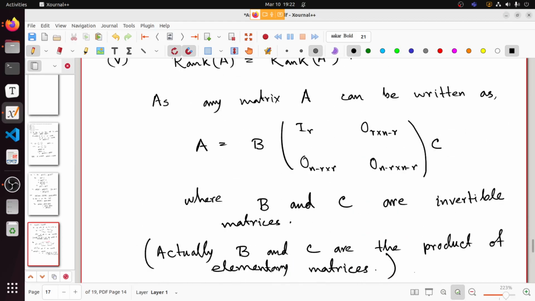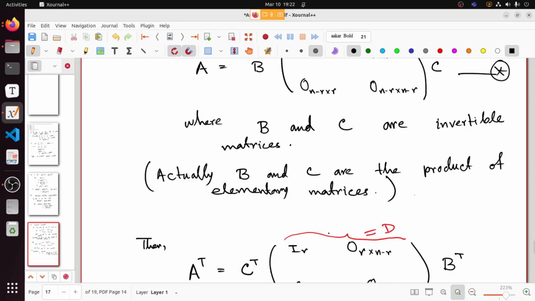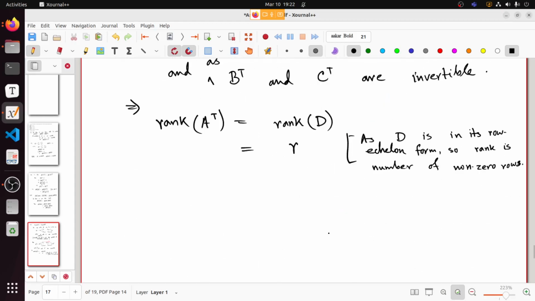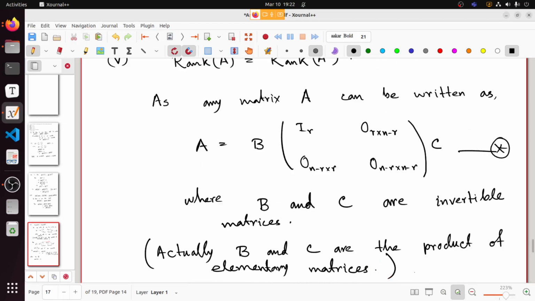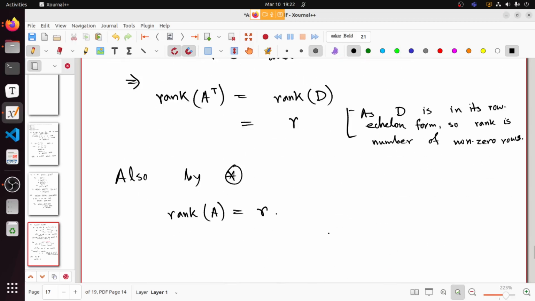And A is again the same, right? So from here you can see the rank of A. What is the rank of A? Suppose this is denoted by star, and this also by star. The rank of A is R, right? Because it is the same logic. It has R non-zero rows and B and C are invertible. So the rank of A is also R.